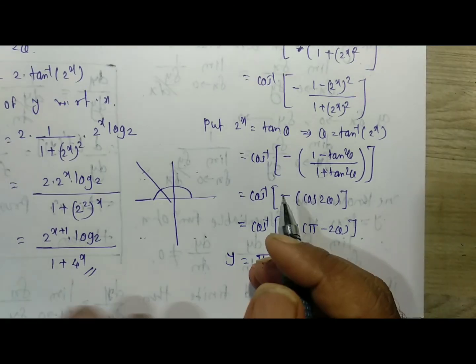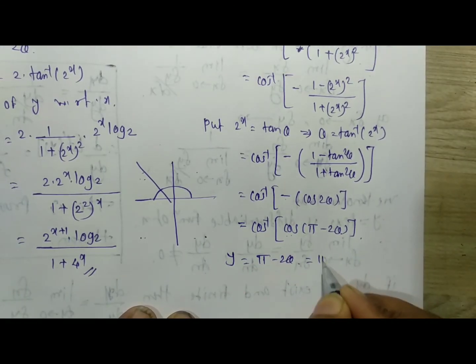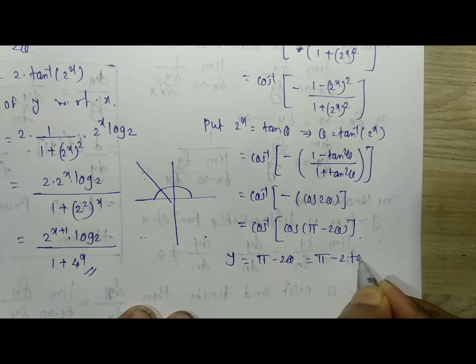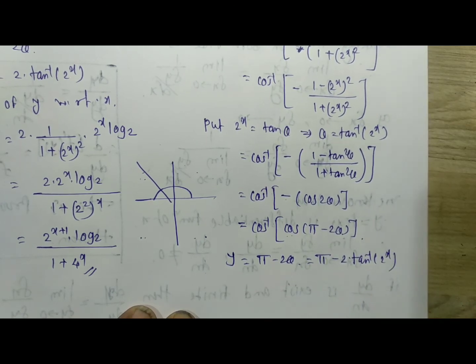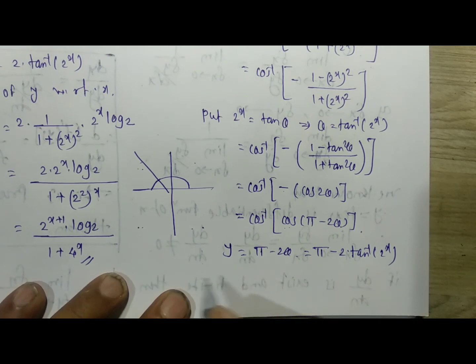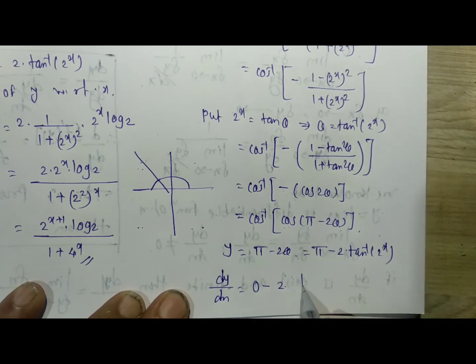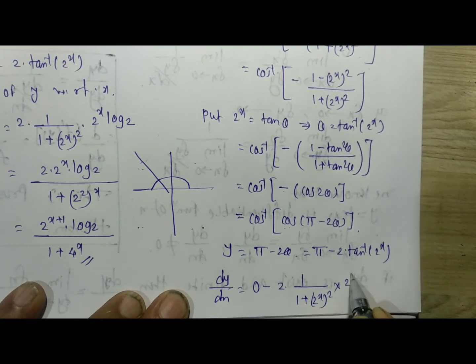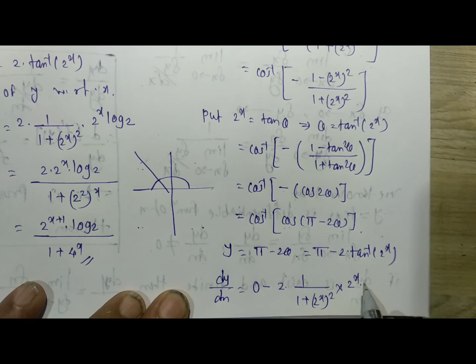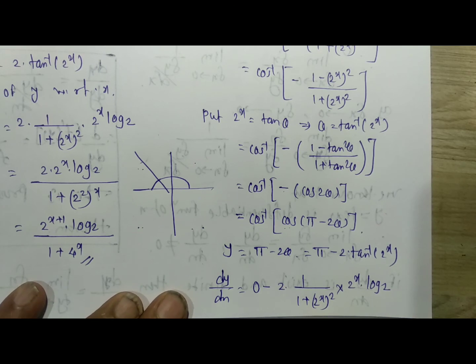and theta is equal to tan inverse 2 raised to x, putting here pi minus 2 into tan inverse 2 raised to x. Therefore the derivative of y with respect to x, that is dy by dx, is equal to pi having derivative 0 minus 2 into tan inverse 2 raised to x having derivative 1 divided by 1 plus 2 raised to x whole raised to 2 into 2 raised to x. The derivative of 2 raised to x is 2 raised to x into log 2. Now we have to simplify this, and you will get the derivative of that function.